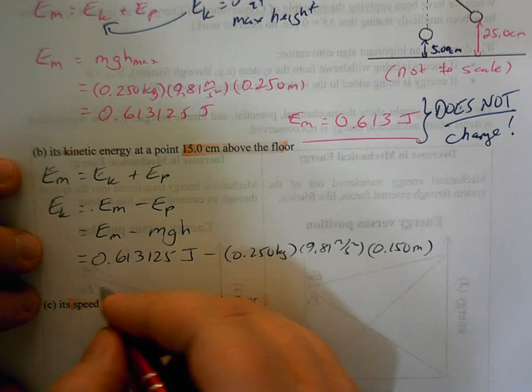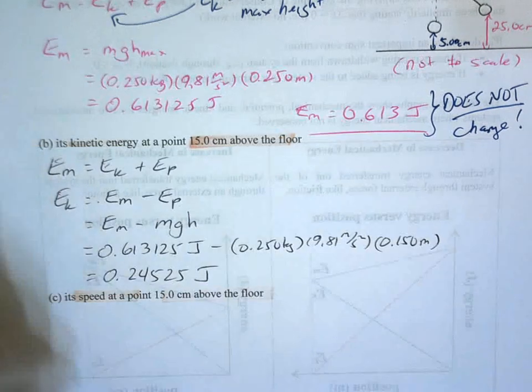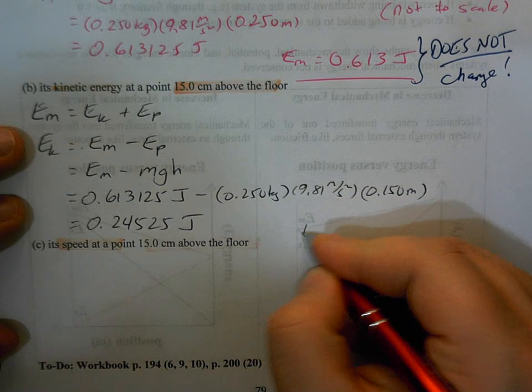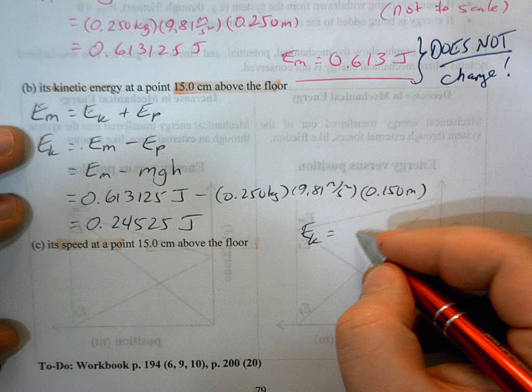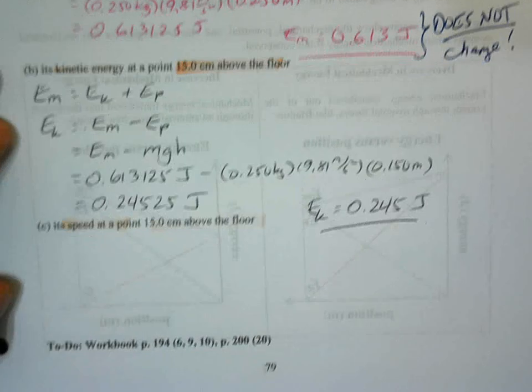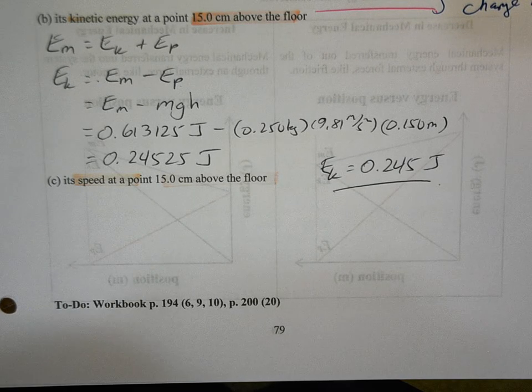We're going to take that off. So then I'm going to get about 0.24525. I'm writing out all the extra sig digs just because I need those in the next part, so I want to preserve as many digits as possible. So at this point, 15 centimeters above the floor, we can say that the kinetic energy is about 0.245 joules. And then the last part, it wants the speed at 15 centimeters above the floor.